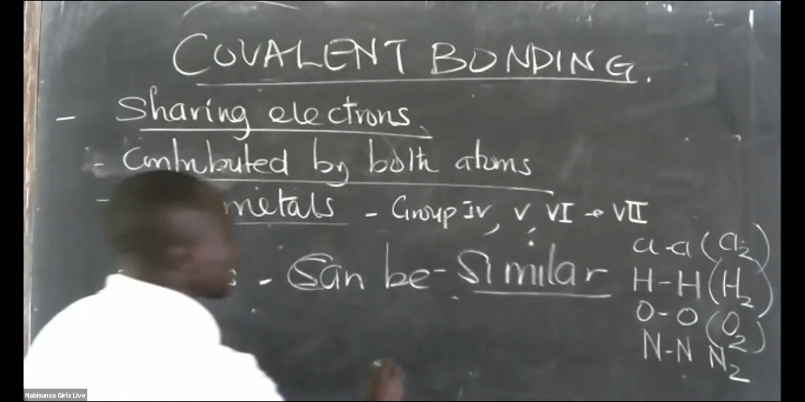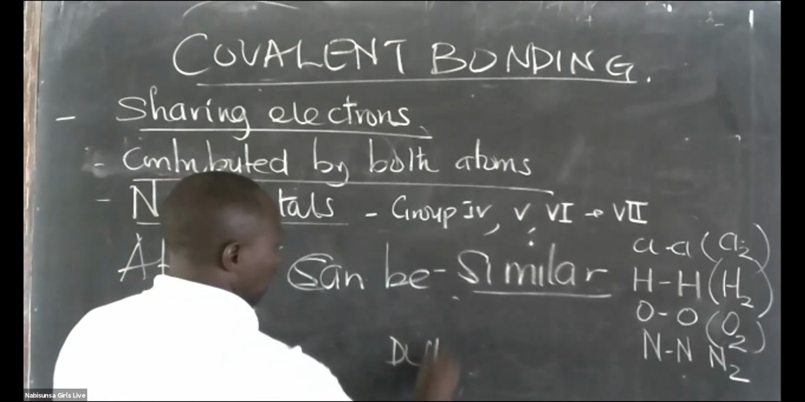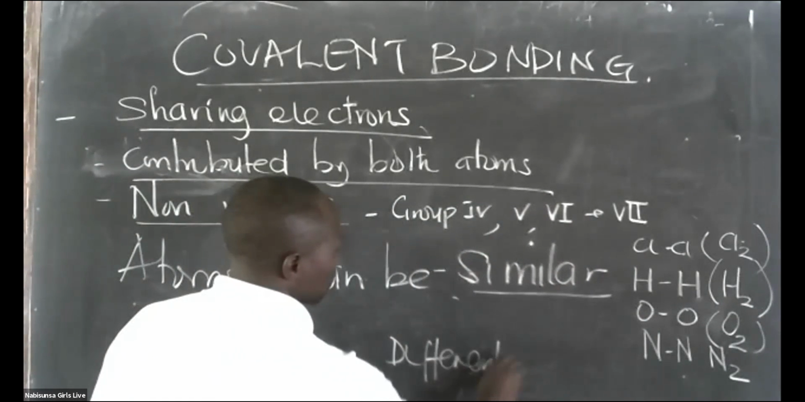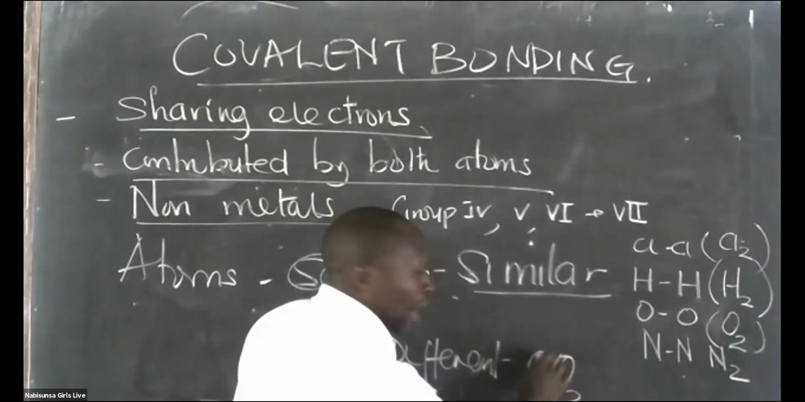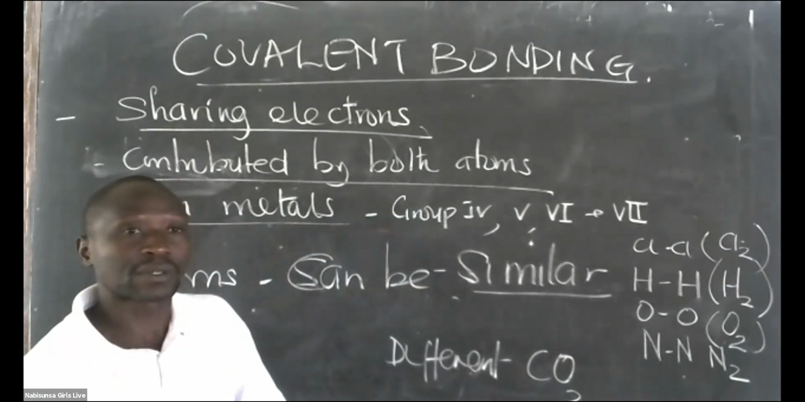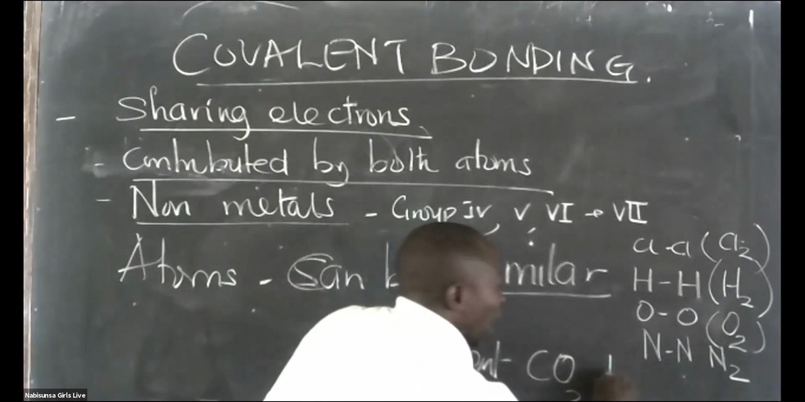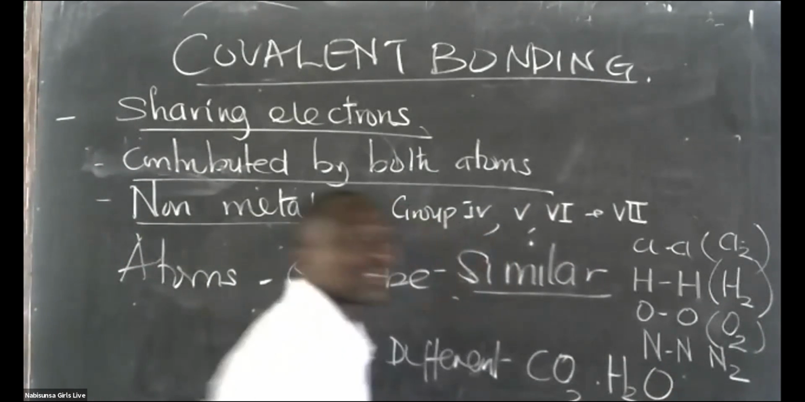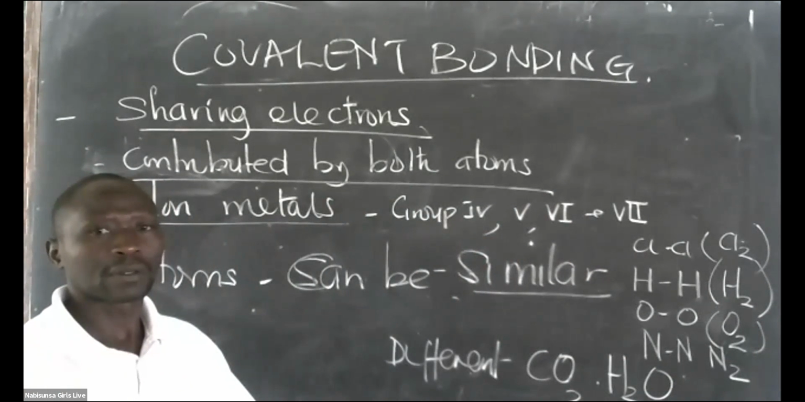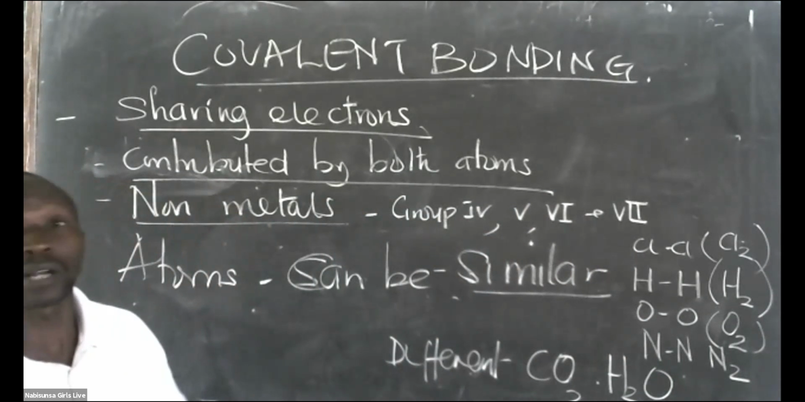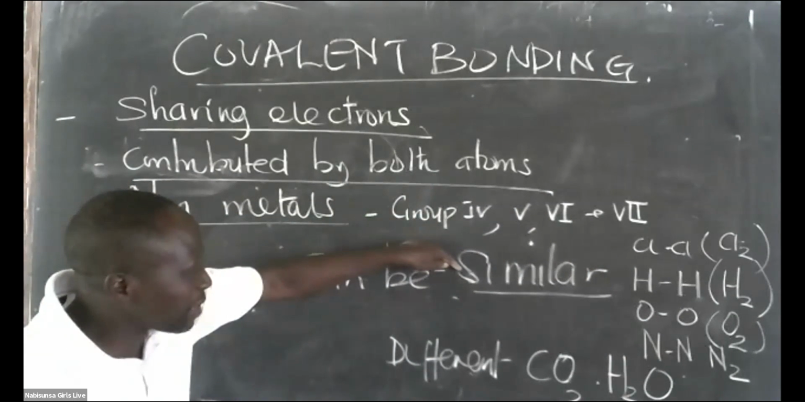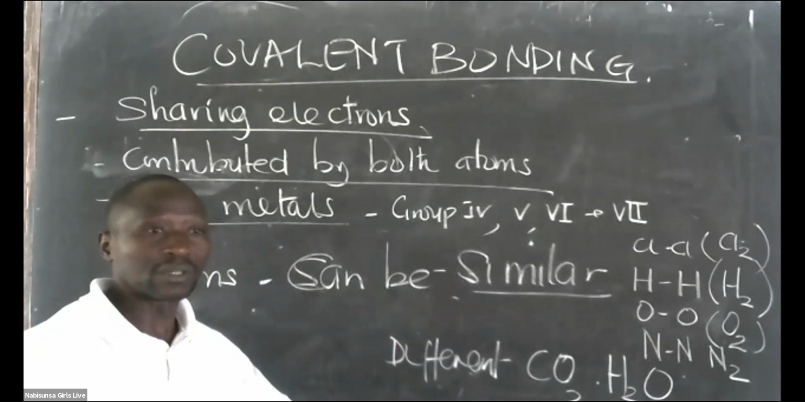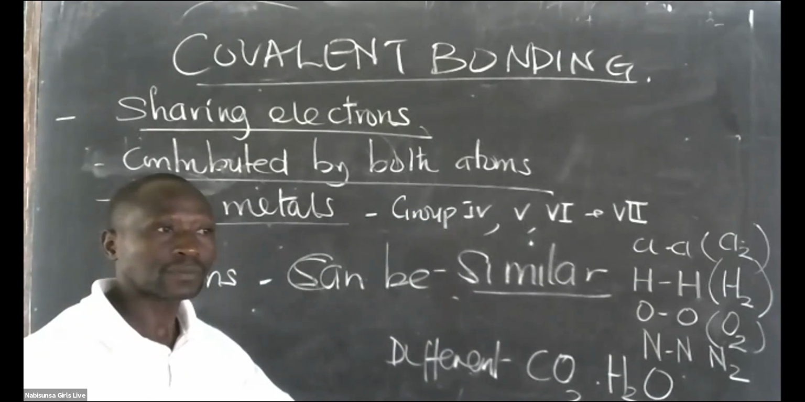If the atoms are different, give me an example. It could be carbon what? Dioxide. Carbon and oxygen are different atoms. It could be water, hydrogen and oxygen. It could be other gases, as we shall see. Therefore, covalence is between similar or different atoms.